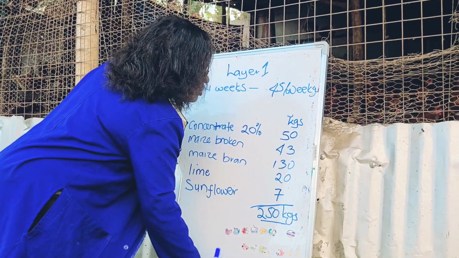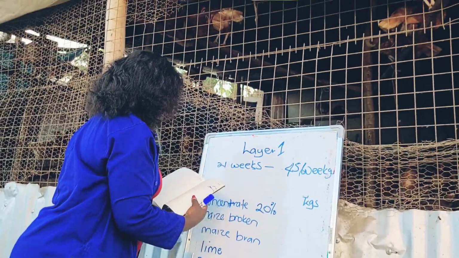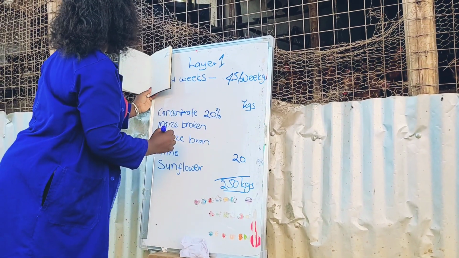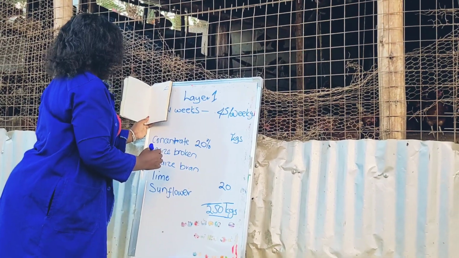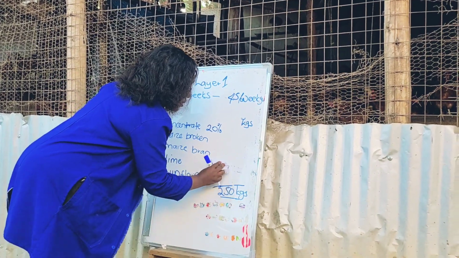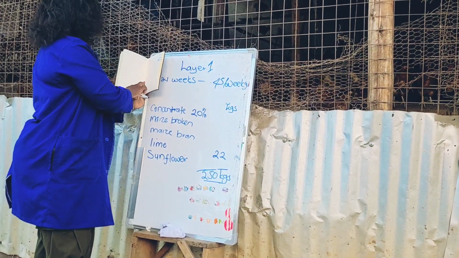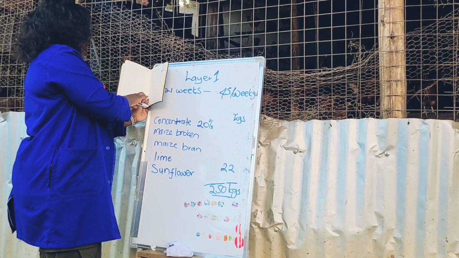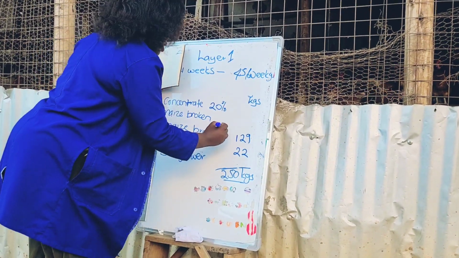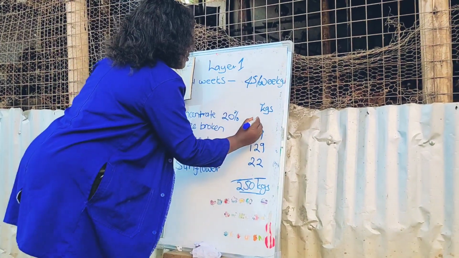So the concentrate, lime, we have 20. The layer 1 stage, lime 22. Brand 129. Maize broken 49. Concentrate 50.